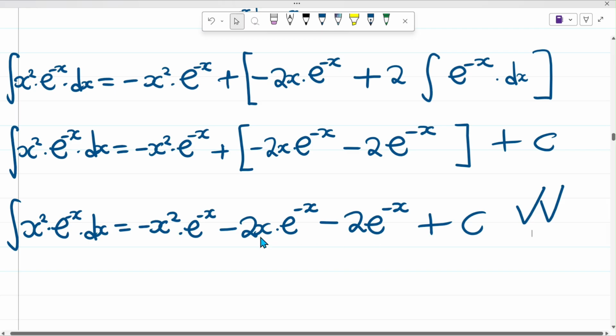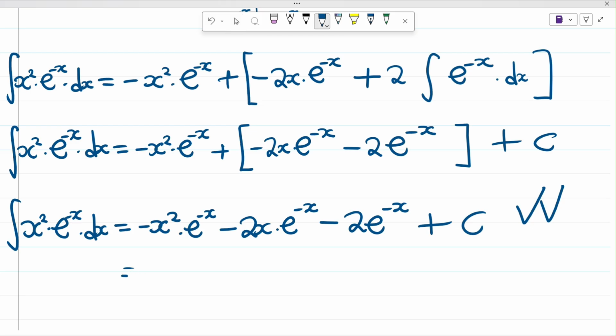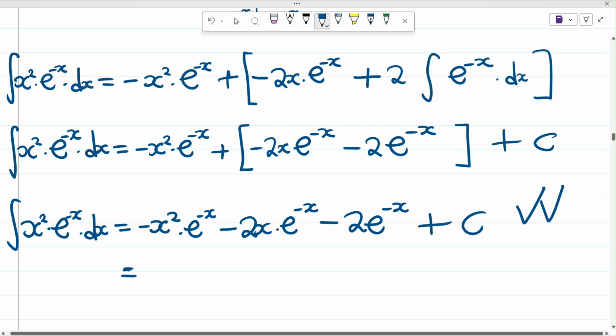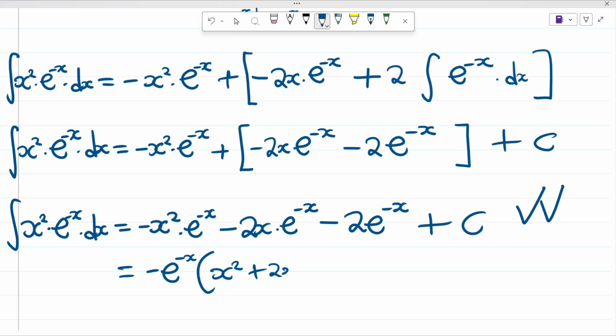Of course, one can say, I want to take this further. So you take out the common factor here, so definitely this is going to be when you take out the common factor of negative e to the power of x. So if you were to take out that common factor, you will have the following answer. So you'll be left with x squared plus 2x plus 2 and then plus c. Ta-da! It's still the correct answer.